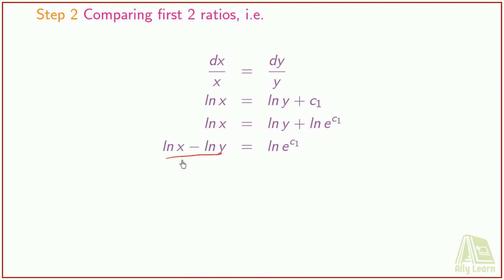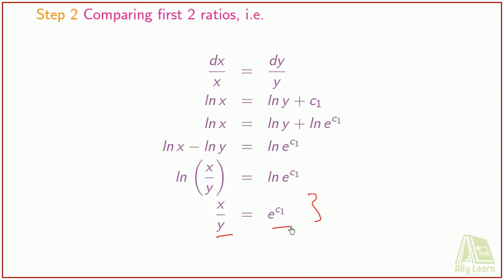Now as you know, log of a minus log of b can be written as log of a over b. And the next thing is that the log function is one-one. So if f of a equals f of b, where f is one-one, we get a equals b. So what we get over here is that x over y equals e to the power C1. So x over y equals e to the power C1. This is a very simple form of a solution.